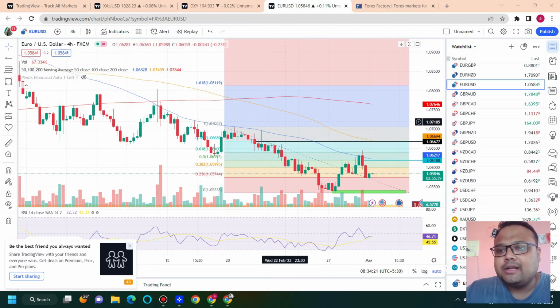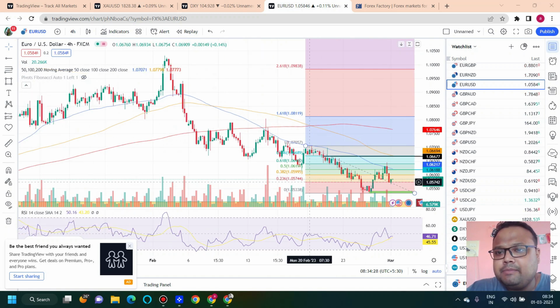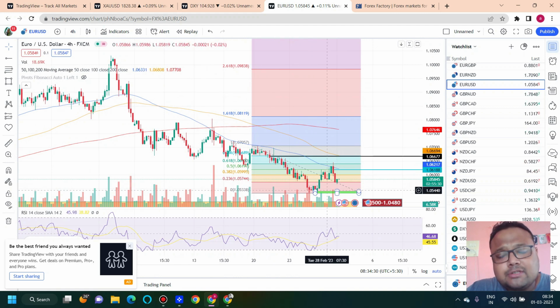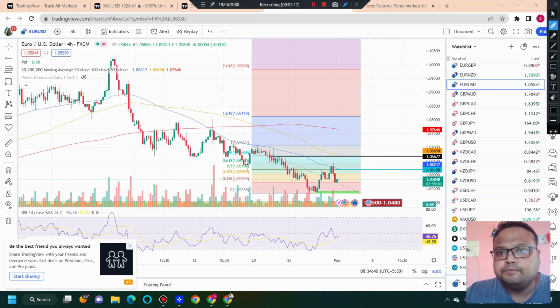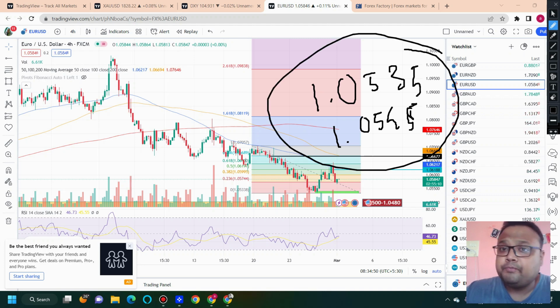So the levels for the day are: the support is still the same. In case the market shows a downside, if the rise on DXY continues, then the support level will be the same. That is 1.0535 to 1.0545. This is the support of Euro USD.